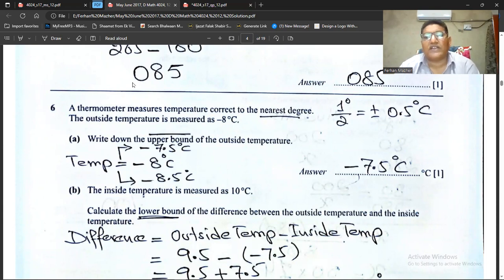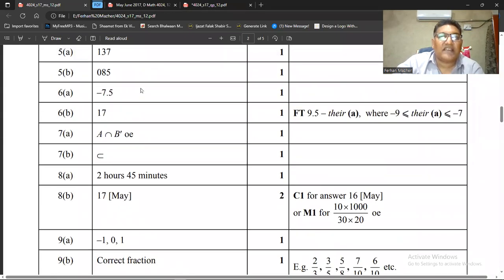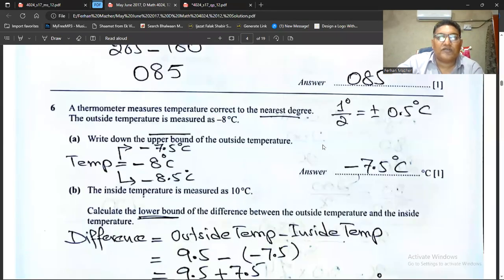Their question was, what is the upper bound of this temperature? That will be -7.5 degrees centigrade. So let's check. -7.5 degrees centigrade is the right answer, sir. This is the solution.